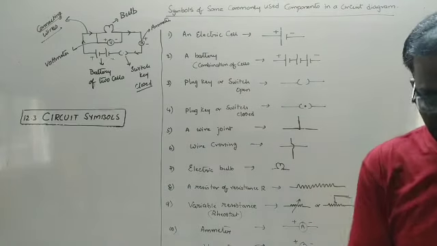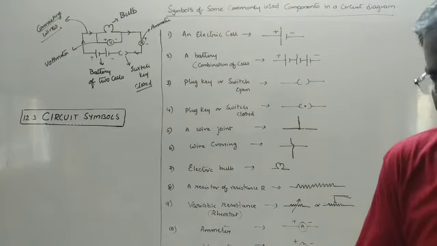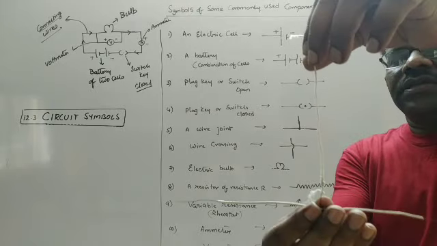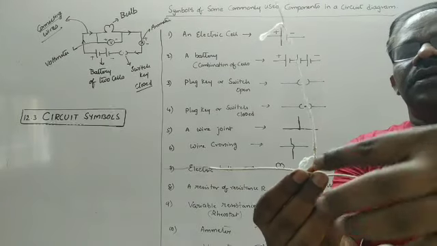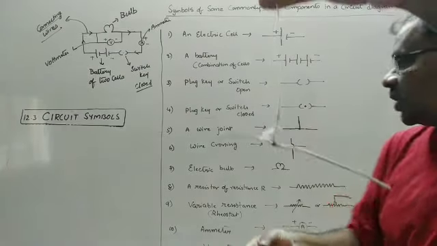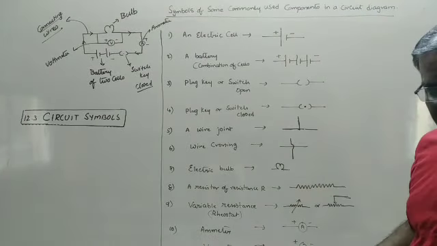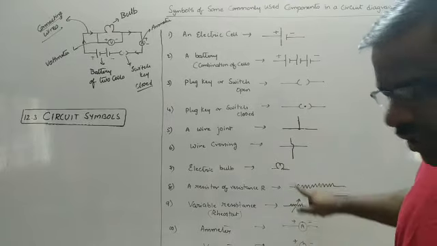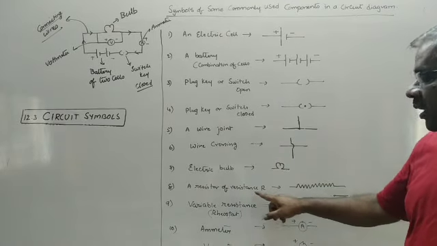Okay. Then a wire joint. Generally, a wire joint is represented like this. A wire joining to the other wire is represented by a wire joint. Now when they are not joined, then we call it as a crossing. Electric bulb is known to you very clearly. Then we have a resistor.